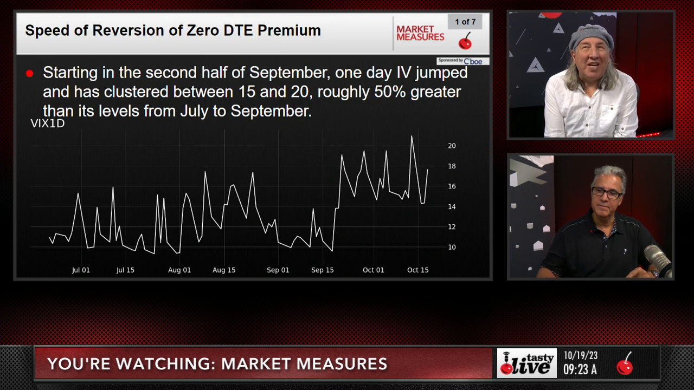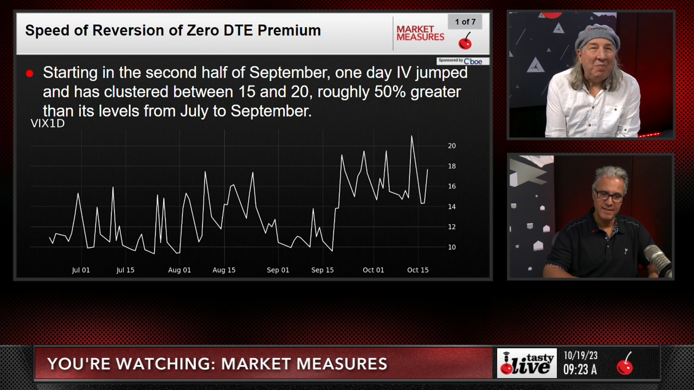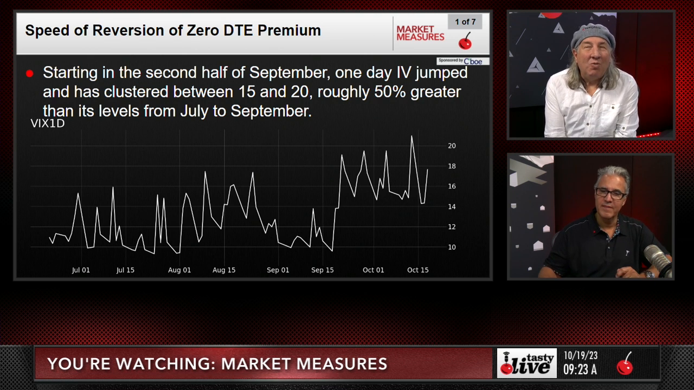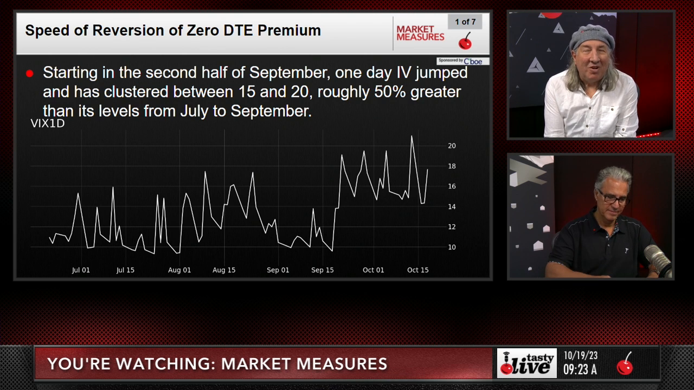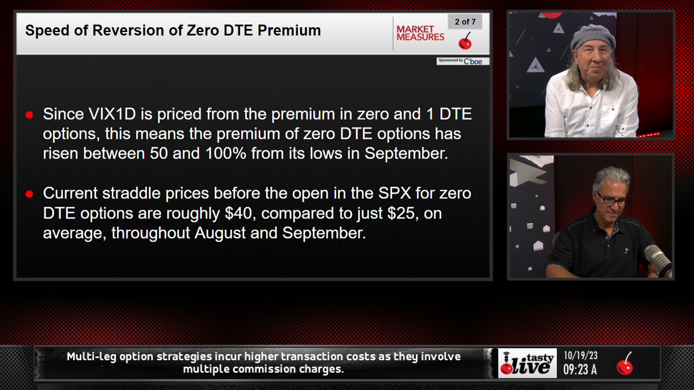So starting in the second half of September, one-day implied volatility jumped and is clustered between 15 and 20, roughly 50% greater than its levels from July to September. Remember, vol got down to like 12, 13 in that level. So roughly 50% higher than we were from July to September, right? Let's keep going. That's regular implied volatility.